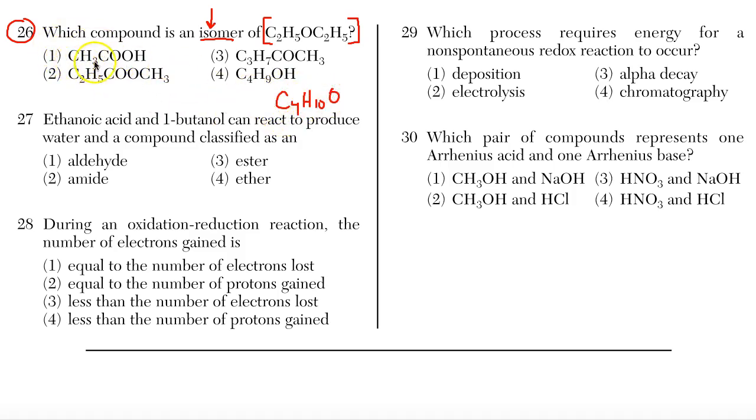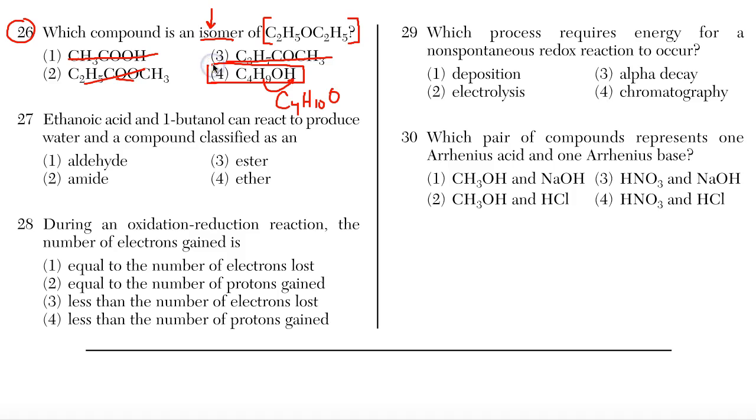Well, look at choice 1. Can't do that. Okay, this one has 1, 2, 3, 4. That's a possibility, but it has 2 oxygens. I only have 1 oxygen. Okay, and let's check out number 3. I need 4 carbons. This one has 3 plus 1 plus 1, 5 carbons. So it can only be 4. Let's just check anyway. 4 carbons, 10 H's, and an O, so 4 is our answer.